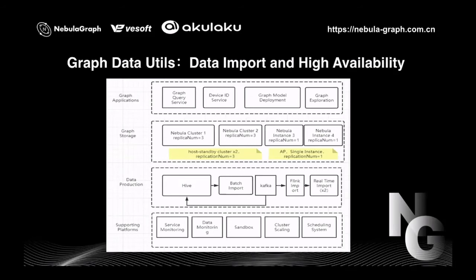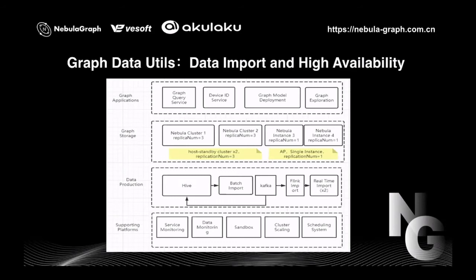The first mode is that we have a cluster, and we have 2 clusters. Each cluster has 2 different Nebula instances, and we set the replication number to be 3. And in this case, you have 2 clusters for high availability. And when you update the graph, you write to both of these clusters to ensure consistency. And this setting is to support the graph features deployment in production, where high availability is very crucial.